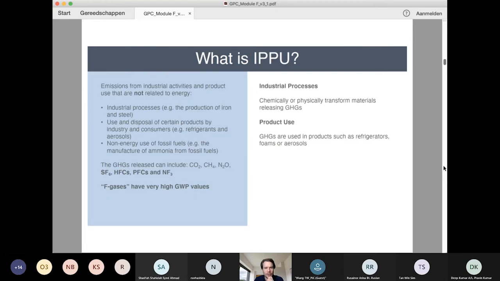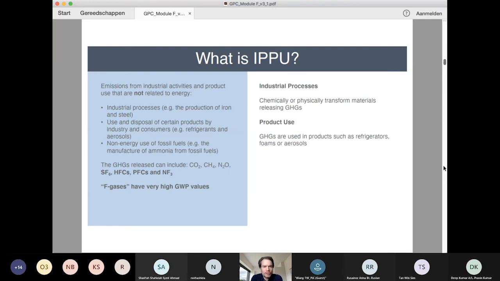So what is IPPU? It's a fairly complicated sector, and it's easy to be confused between IPPU and stationary energy. So I'm going to try and explain that to you. But also bear in mind, this is optional. So if you find it's all too difficult, then just switch off and don't worry. You're not expected to report on this. If you do have large industry in your city, it is recommended, but it's not expected.